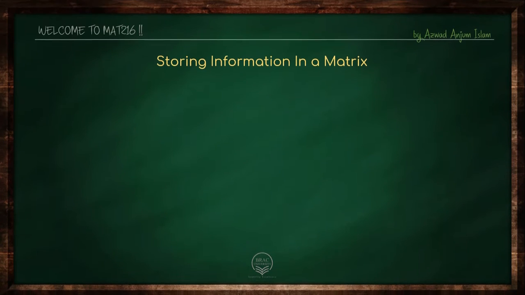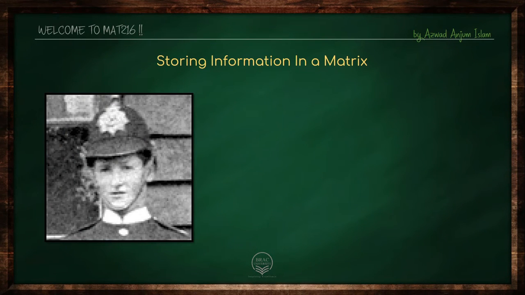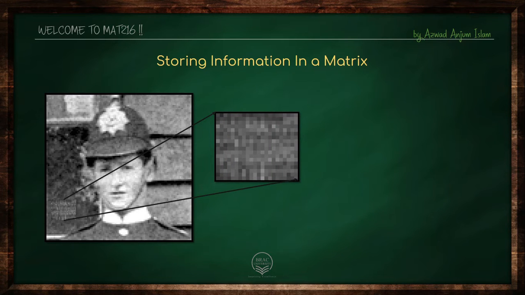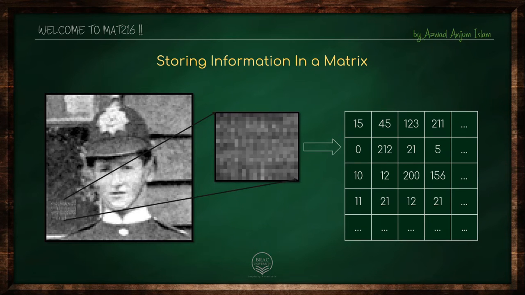For example, when you look at this picture, you are watching a graphical representation of data. But in your computer, how do you think this data is stored? If you zoom into it, this picture is going to look very pixelated. In a grayscale, black and white picture, every pixel can have a value from 0 to 255. So we can just store every value of every pixel in a rectangular matrix. This is actually how pictures are stored in your computer.